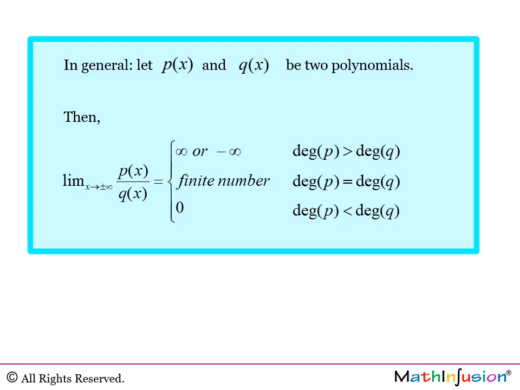If the two polynomials p and q have the same degree, then we are going to get in this limit a finite number. And if the degree of p is less than the degree of q, which means that the polynomial q is the dominating part, it means that it's much more than p of x, then it will pull all this rational function to be 0.